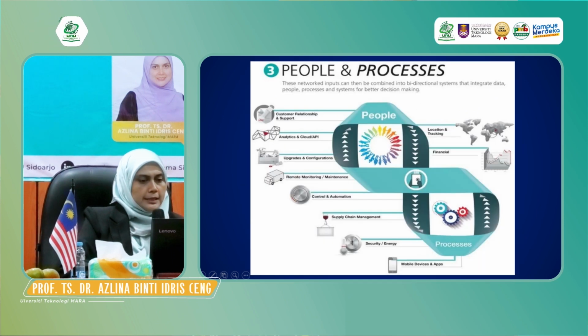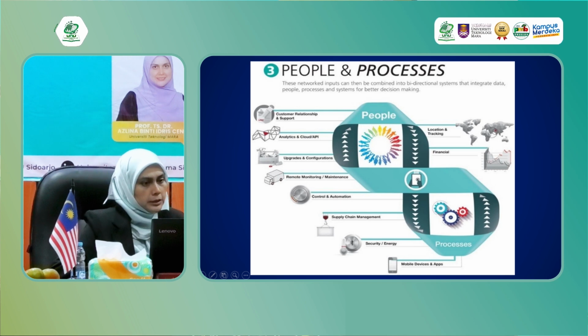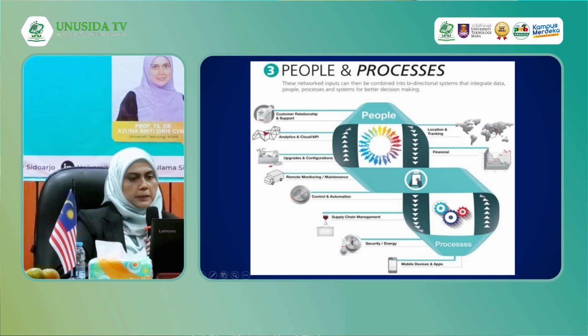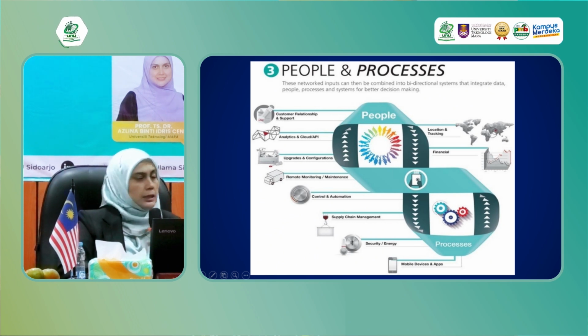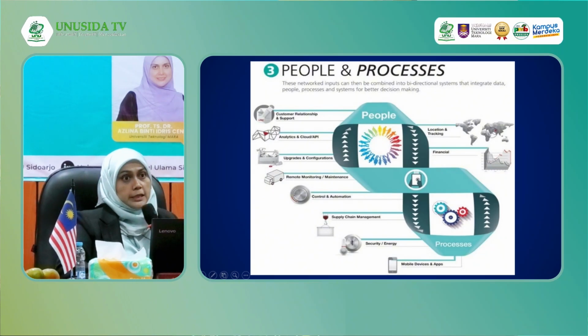So people and process. For example, customer relationship and support, location and tracking, financial, and remote monitoring and maintenance. This one is focusing on people and process. So you can see that over here, the main components of IoT are sensor, connectivity, people and process.